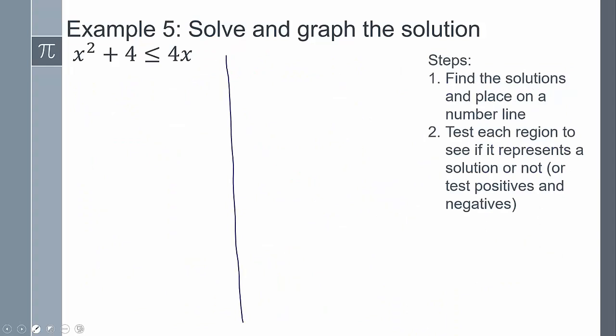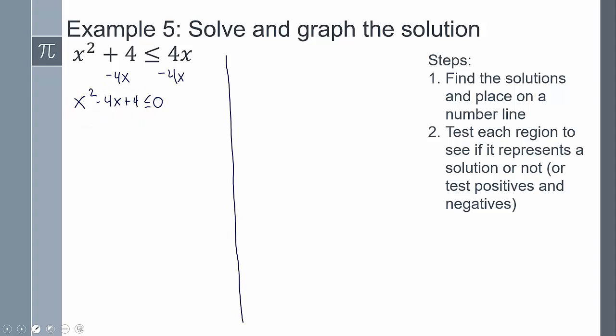All right, let's look at our next example. Same idea: the first step, I need to find the solutions and place them on the number line. Once again, this is a quadratic equation, so I want to bring everything to one side. I'm going to subtract the 4x, and I get x squared minus 4x plus 4 is less than or equal to 0.